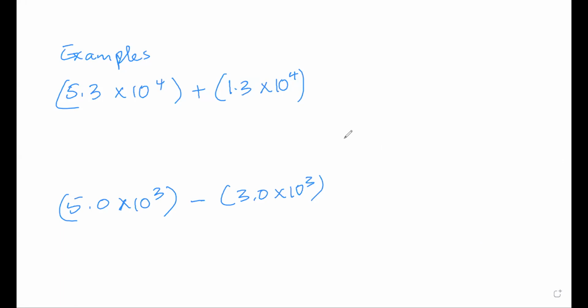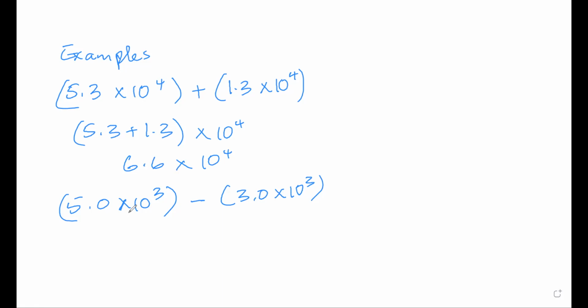Let's look at these examples. We are adding. So when we add or subtract, the first thing we check is, are the exponents the same? Here they are the same. Then, if they are the same, you add the coefficients, then times 10 to 4. So if we add it, it will be 6.6 times 10 to the 4th power. You are done.